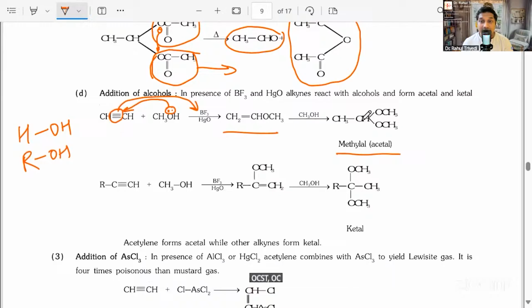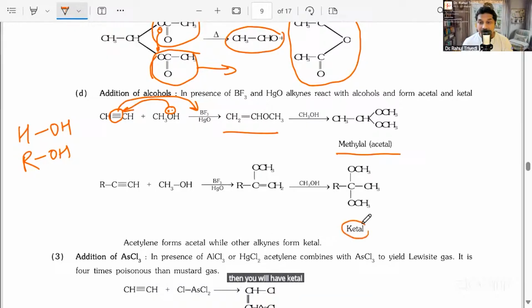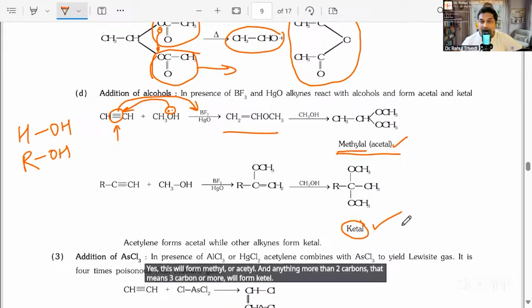OCH3 on the same carbon, correct? If there are only two carbons, but if there are three or more than three carbons, then you will have ketal formation. This is called a ketal. These two terms are very important. It has come in exams in the past. Yes, acetylene will always form acetal. This is acetylene or ethyne. Yes, this will form methylal or acetal, and anything more than two carbons, that means three carbons or more, will form ketal.